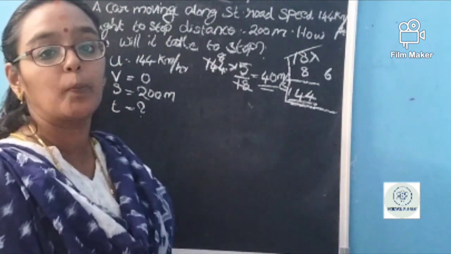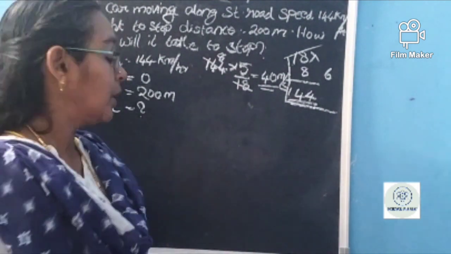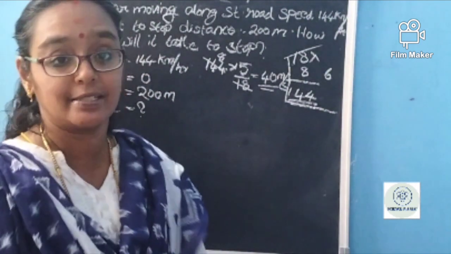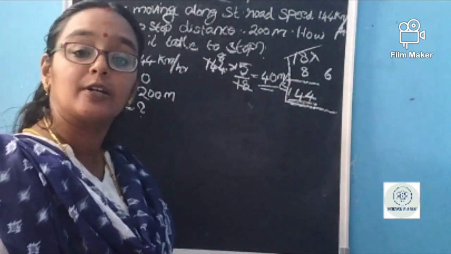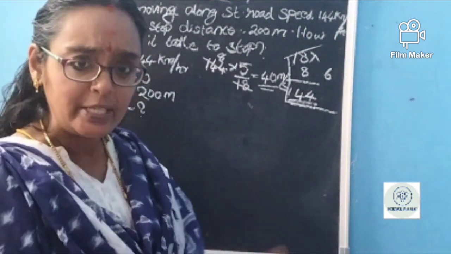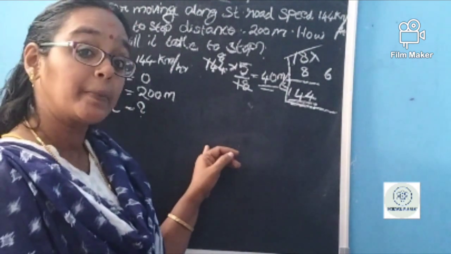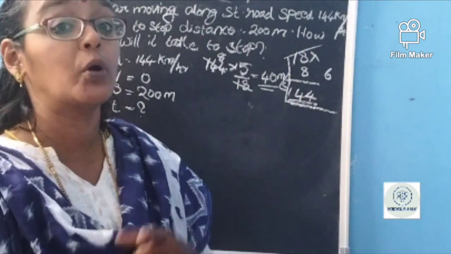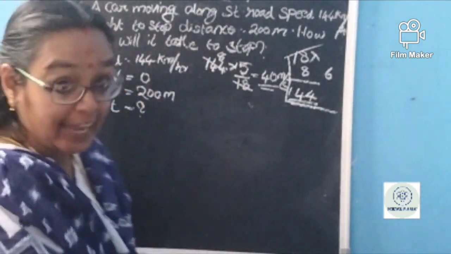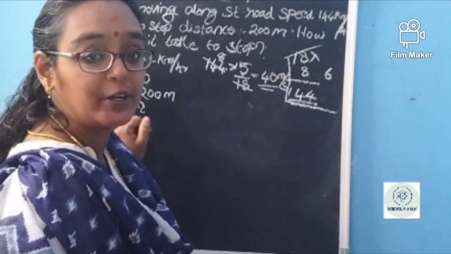V is equal to U plus AT. In that T can be found out, but A should be there. Second one is S is equal to UT plus half AT square. There also A is there, T is there. And the third equation, V square is equal to U square plus 2AS, right? V square minus U square is equal to 2AS. So A can be found out even though we don't know T. So we can find A first, and then only it will be possible to find out T.